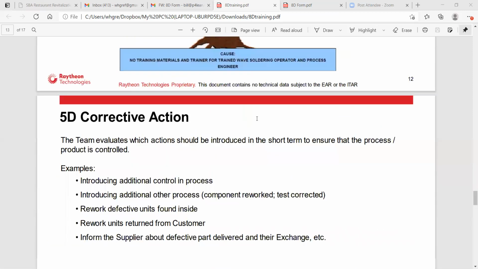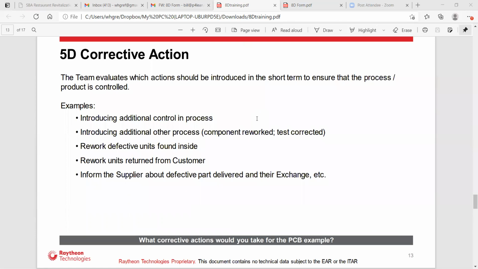5D, corrective action. This is where we decide which action should be introduced in the short term to ensure the process and product is controlled. And some examples are introducing additional control and process, introducing additional other processes, rework defective units found inside, rework units returned from customer, inform the supplier about the defective part delivered and their exchange, etc.